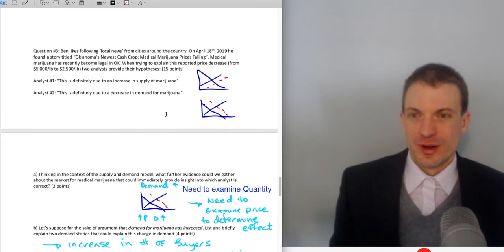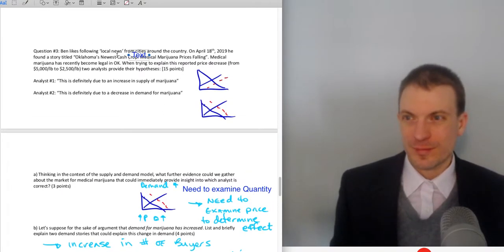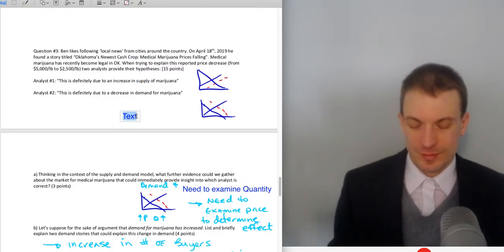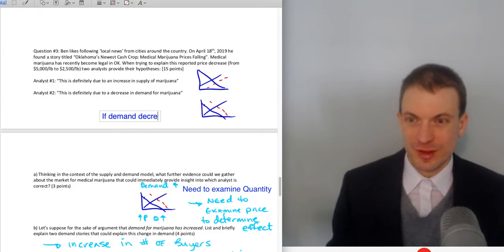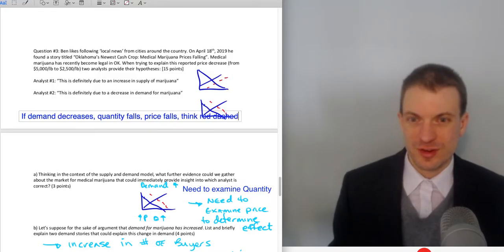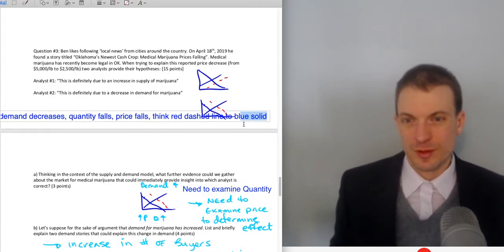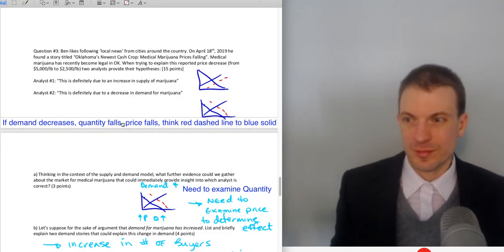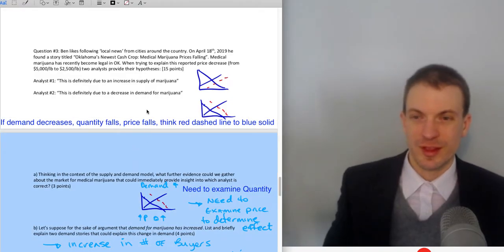All right, so here we have, if demand decreases, quantity falls, price falls. Think red dashed line to blue solid. Now I probably can't move this, can I? All right. So that kind of explains what that ought to do.